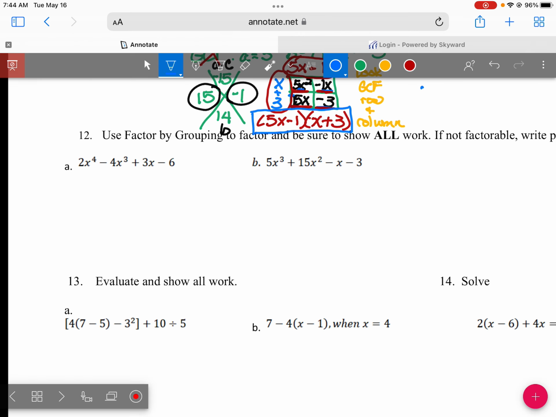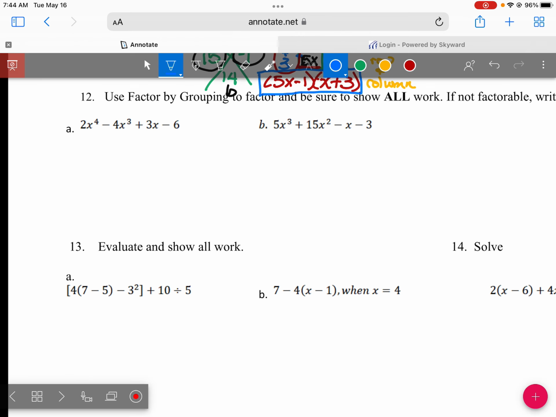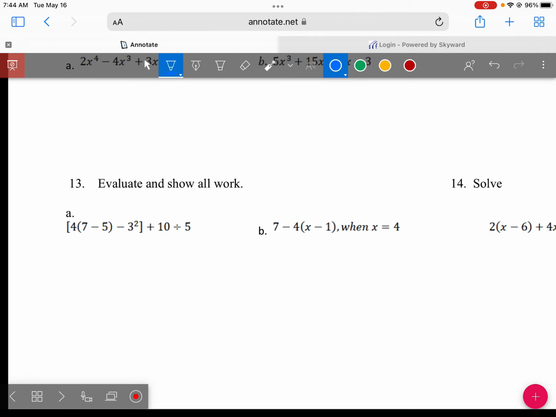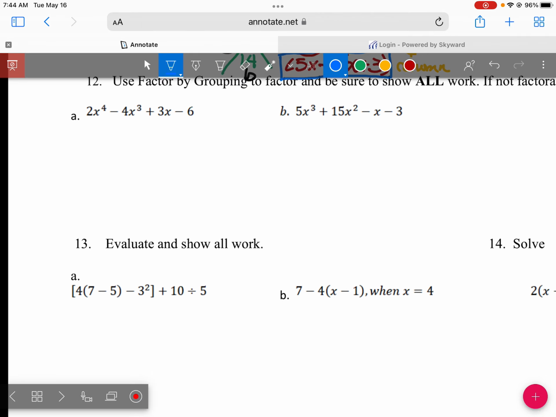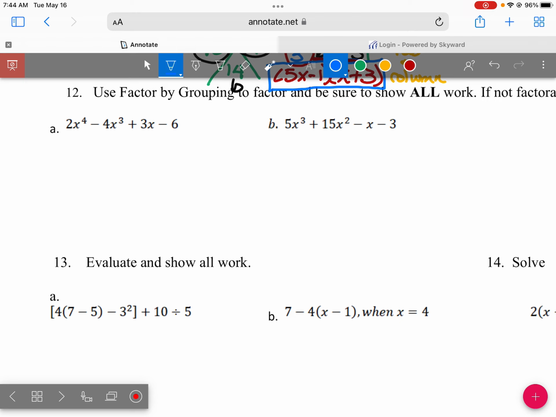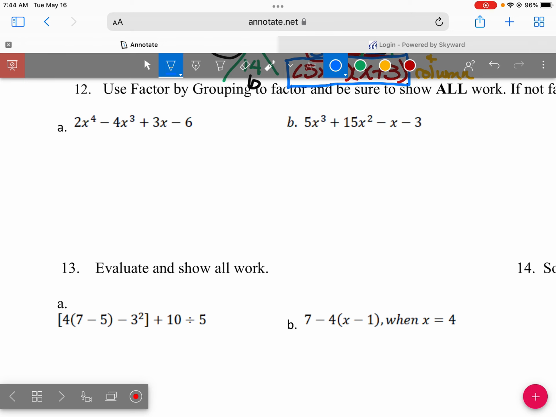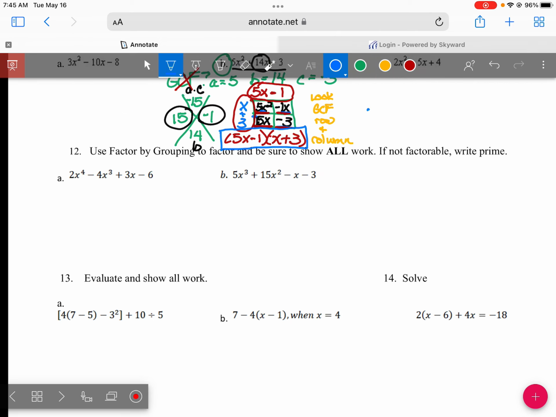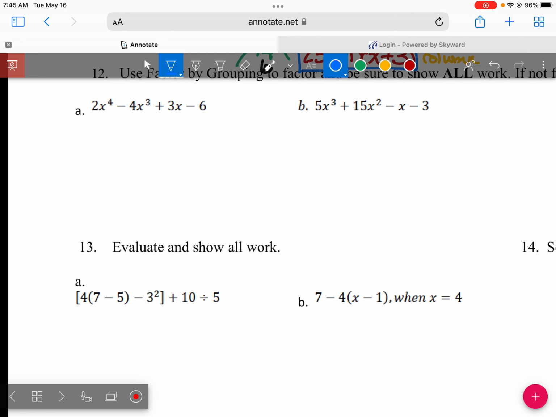12A, absolutely. Did we do this one yesterday? I did this one in other classes. Yeah. We do module 5. You'll have to tell me what number, but yeah. Oh, it's 2. Okay. Module 5, number 2. All right, so factor by grouping, be sure to show your work. If not factorable, write prime.